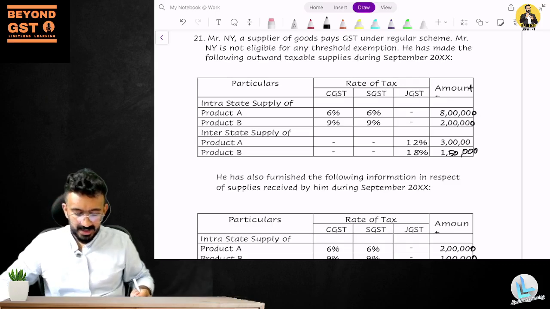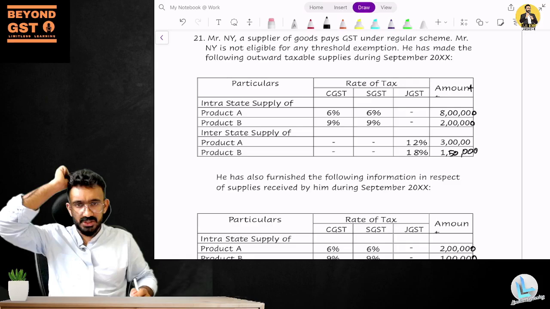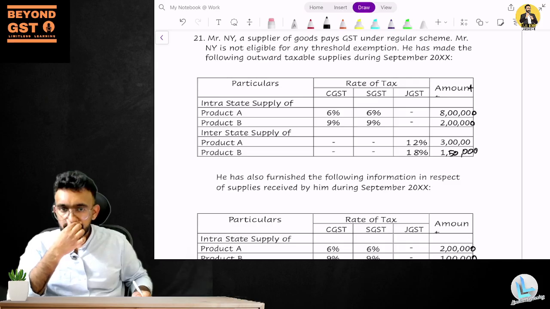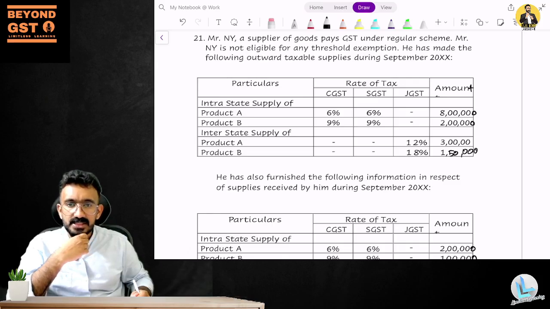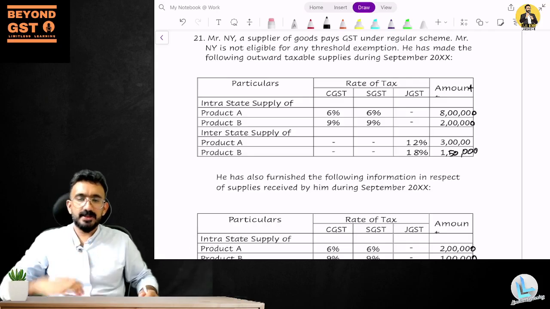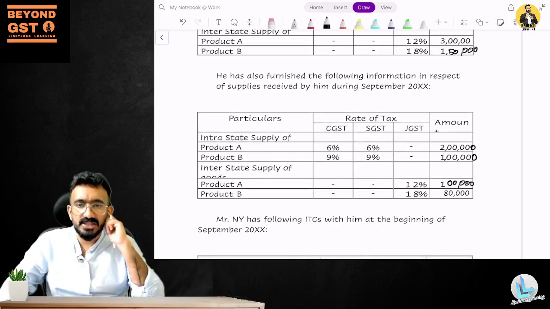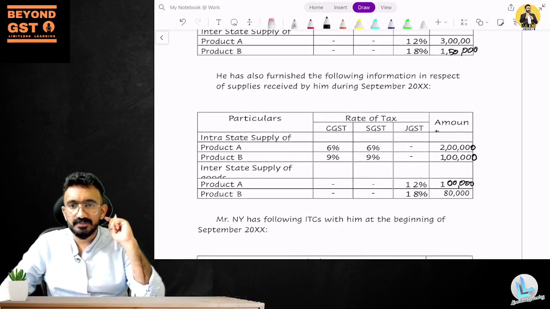They said product A is taxed at 6% CGST, 6% SGST, that is 8 lakh. Product B is taxed at 9% CGST, 9% SGST, 2 lakh. Then there is interstate supply of product A, which is 12%, 3 lakh. Product B 18%, 1,50,000.